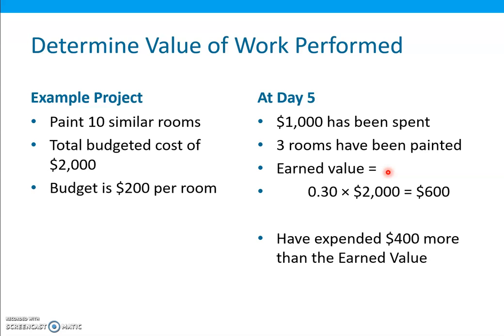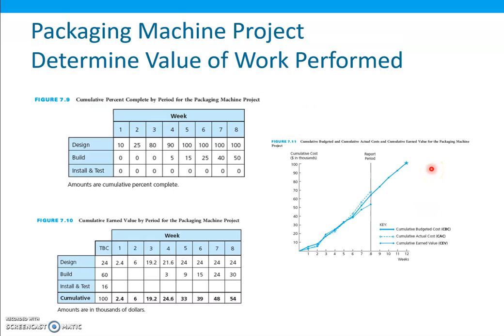So for example, in the project to paint 10 rooms for $2,000, if 3 rooms have been completed, it's safe to say that 30% of the work has been performed. So the earned value, as we have calculated over here, is $600. In this case, as we can see by this comparison, $400 extra have been expended than the earned value, because the actual amount spent was $1,000, which was estimated separately from the earned value. The difference between $1,000 and $600 is $400.